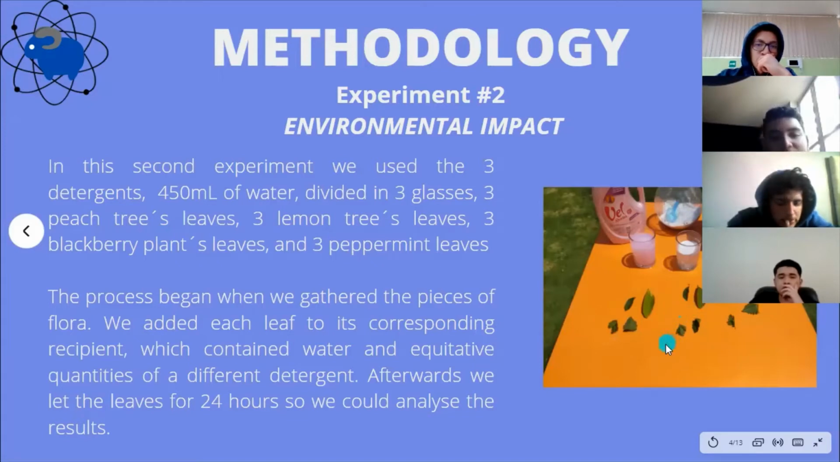The process began when we gathered the pieces of flora. We added each leaf to its corresponding recipient, which contained water and equitable quantities of the different detergents. Afterwards, we left the leaves for 24 hours so we could analyze the results.